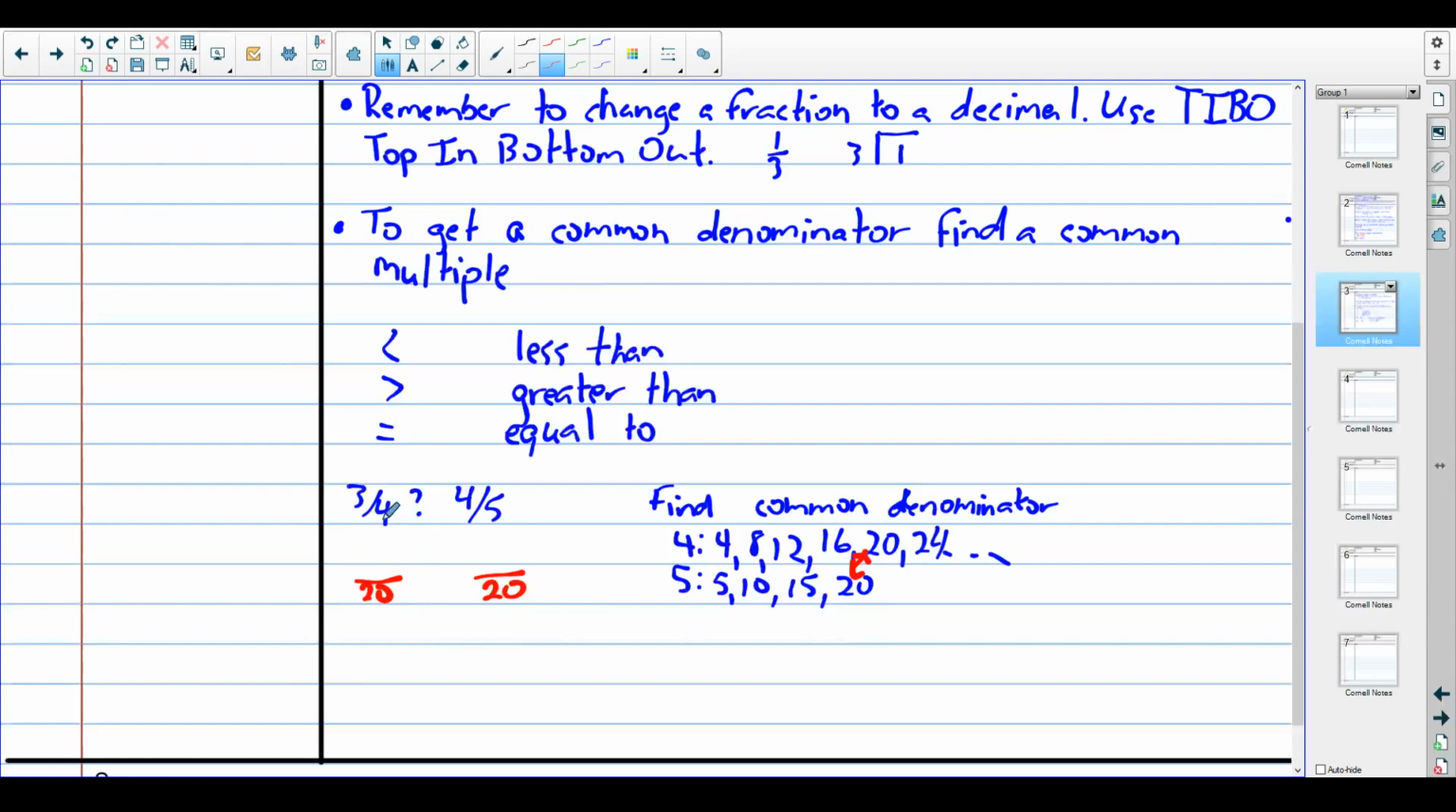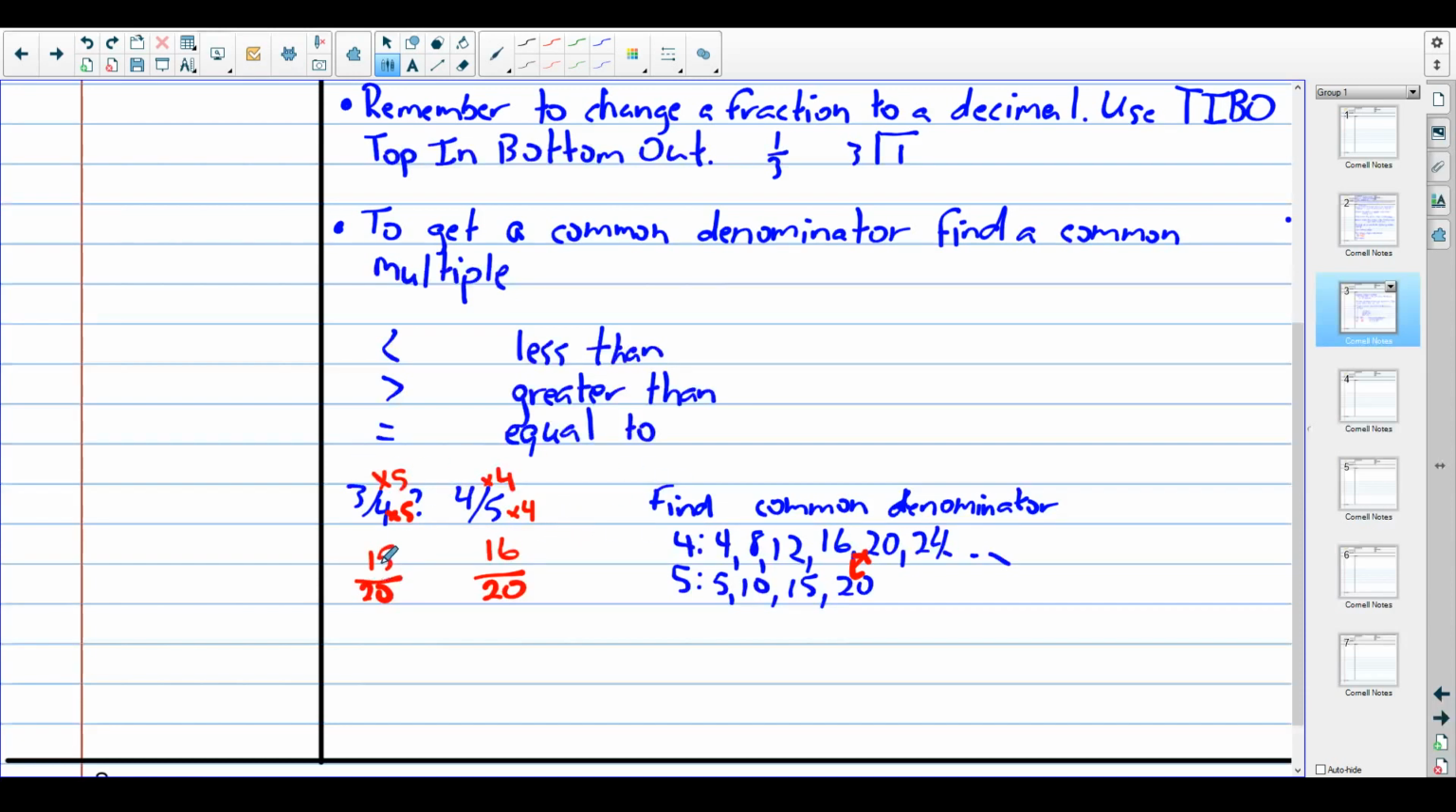And then we just say, what did we multiply 4 by to get to 20? Well, that would be times 5. So 3 times 5, same, anything we do at the bottom, do the top. So 3 times 5 is 15. Okay, 15 over 20. Come over here, do the same thing. So 5 times what is 20? That's 4. And then 4 times 4 is 16.